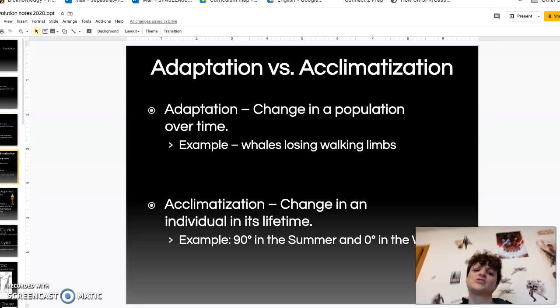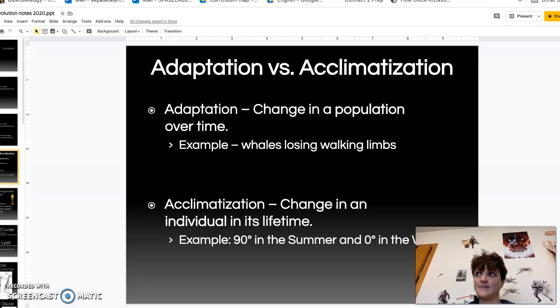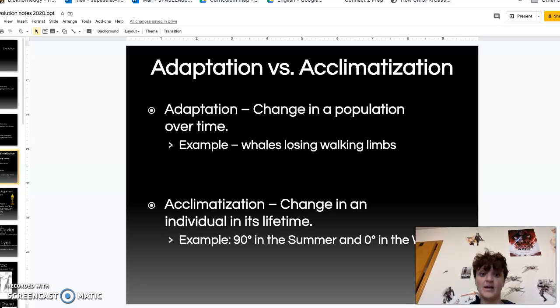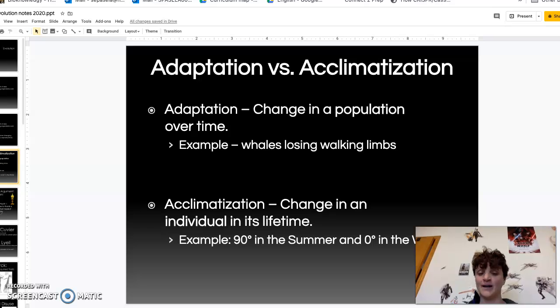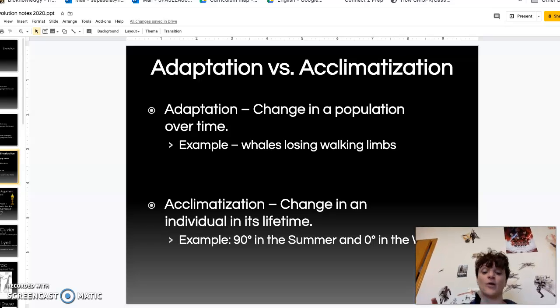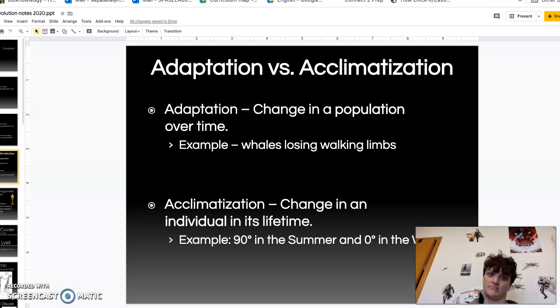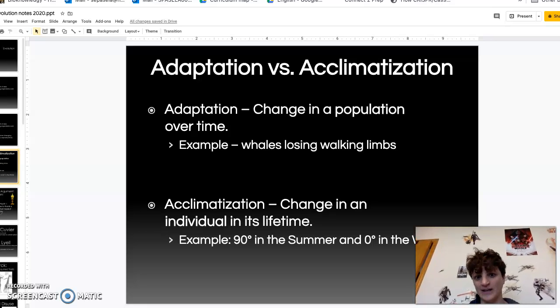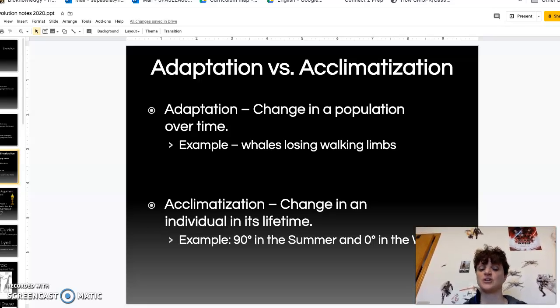Just so that we are on the same page with words as we talk about vocabulary: adaptation and acclimatization. An adaptation is a change in a population over time. Adaptation in language arts class might be something like, I adapted to this new online learning. That's a very different definition in Mrs. Fitch's class. In my biology class, an adaptation is a change in a population over a really long period of time. Like whales, they used to have walking limbs, but they're gone. They still have little hip bones, but their walking limbs are gone. So that's an adaptation in biology class.